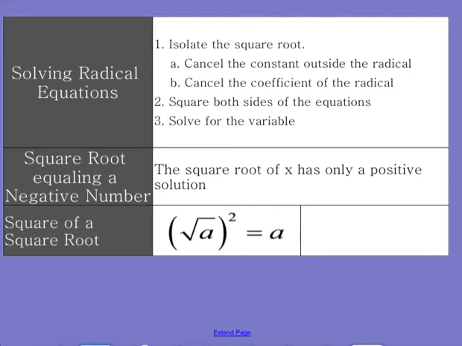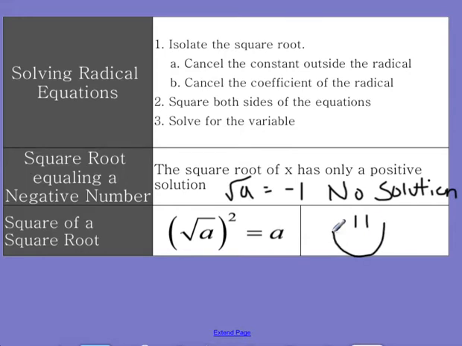The square root of x only has a positive solution. So if you ever have something that's set equal to a negative number, you're going to say no solution. For example, if you had the square root of a is equal to -1, that would be no solution. And I don't know what the second box is for, so I'm just going to put a smiley face in it. When you take the square root of a and you square it, that's going to be a, because it's undoing a square.